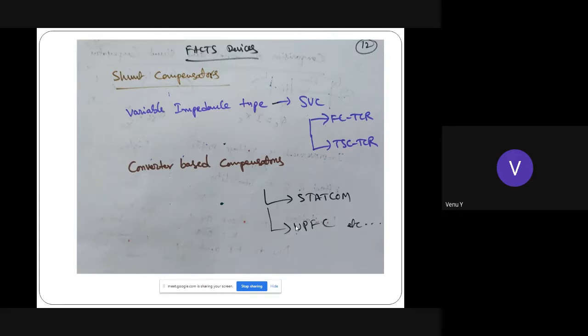You immediately need to go for advanced controllers like FACTS devices. Not only that, when you consider the shunt compensator, the power factor of the system can be improved with the shunt compensator, but the load on the system varies from 0 to the maximum limit.